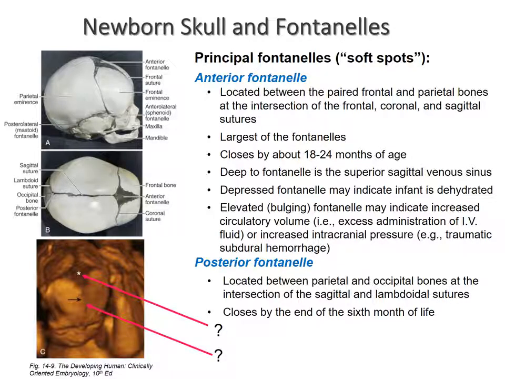The posterior fontanelle is located between the parietal and occipital bones at the intersection of the sagittal and lambdoidal sutures. It is triangular in shape and disappears by the 6th month of life. I will let you identify the structures indicated by the leaders and question marks.